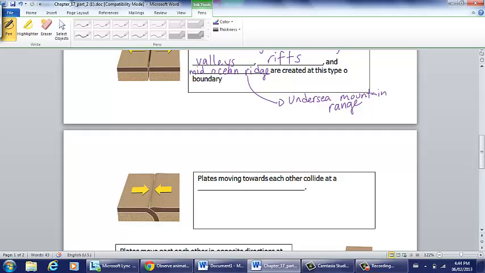Second type of boundary is when two plates are moving towards each other, and this is called a convergent boundary. Three different types of convergent boundary depending on what's happening. This can be oceanic-oceanic, if you have two oceanic plates converging. It can be oceanic-continental, if you have an oceanic plate converging with a continental plate. And of course, it can be continental-continental.